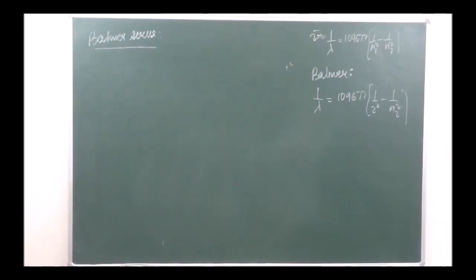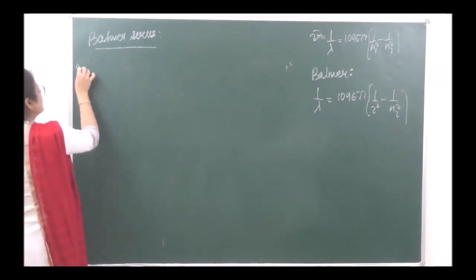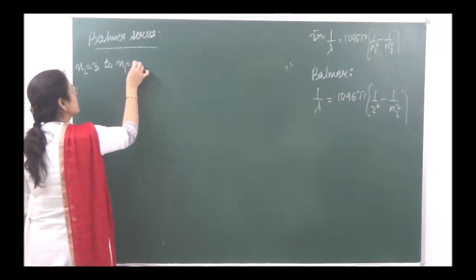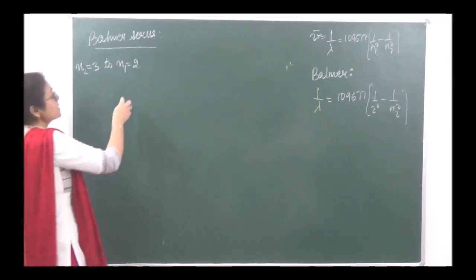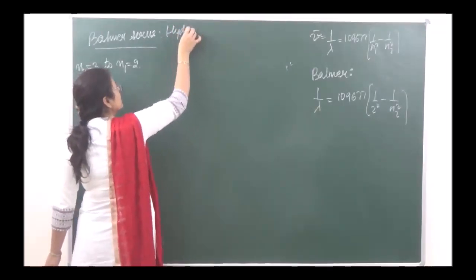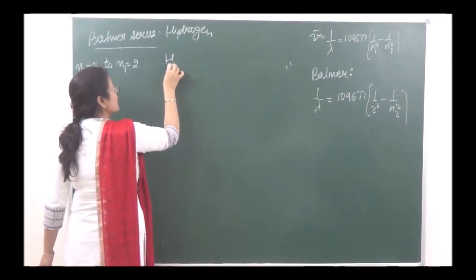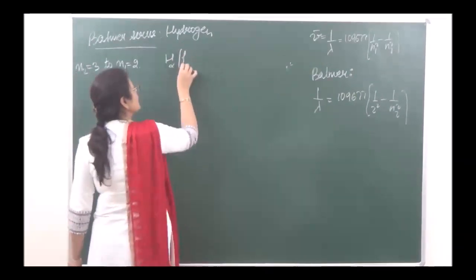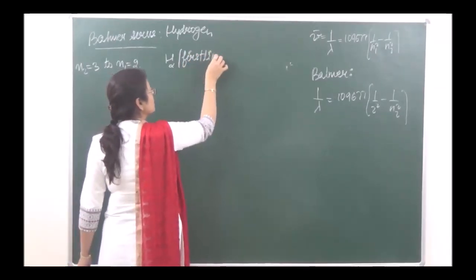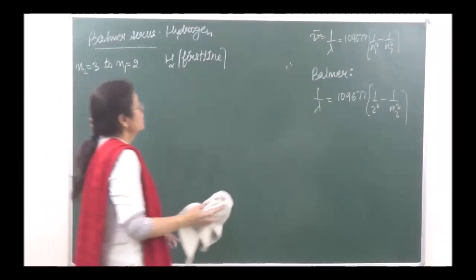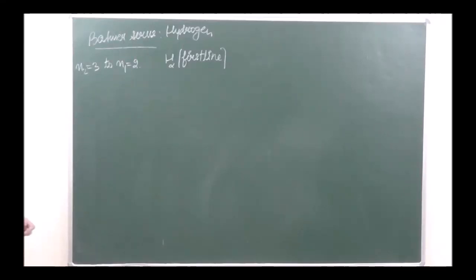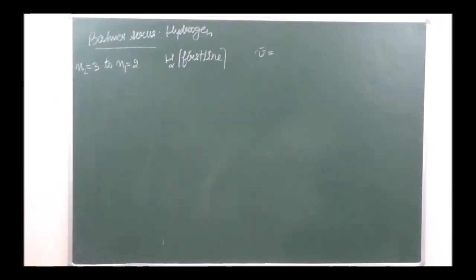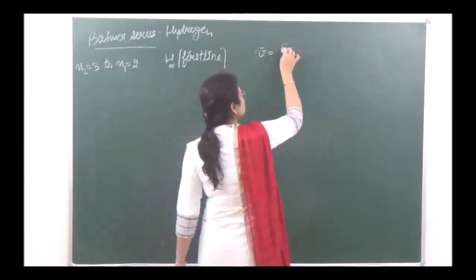The first transition is from N2 is equal to 3 to N1 is equal to 2. This is specifically for the hydrogen atom. The first transition can be named H alpha, and this is the first line. For this, the wave number, this is the direct calculation which has been done, comes to 5R upon 36.